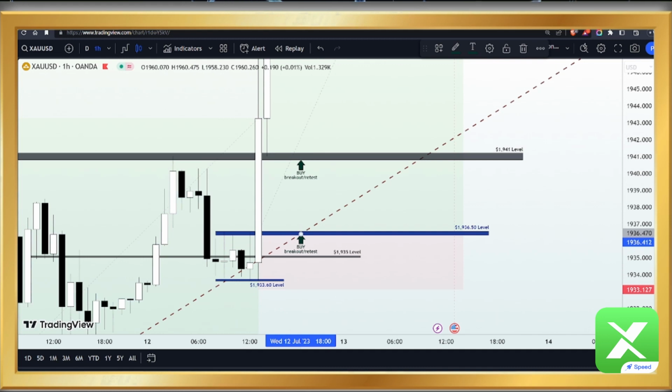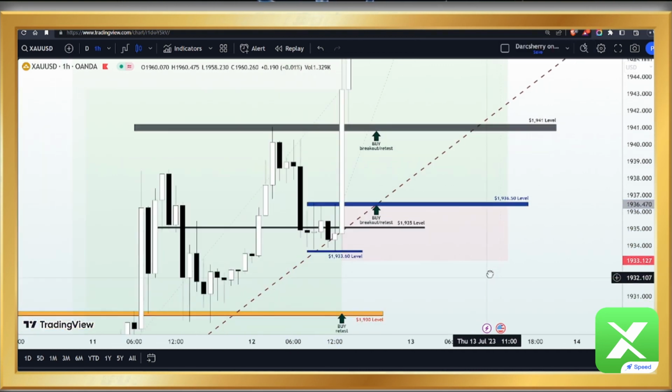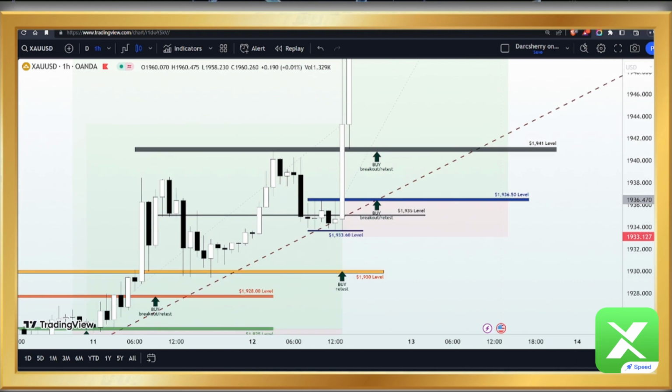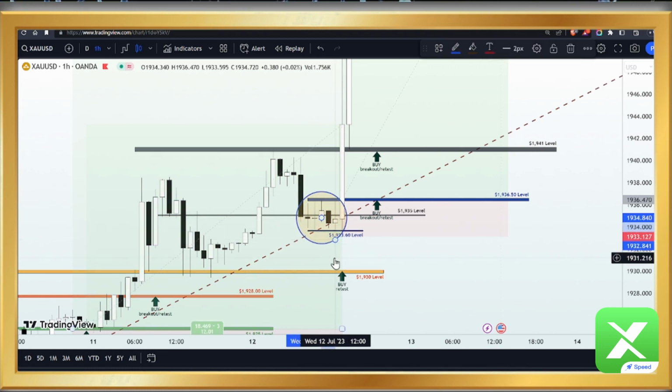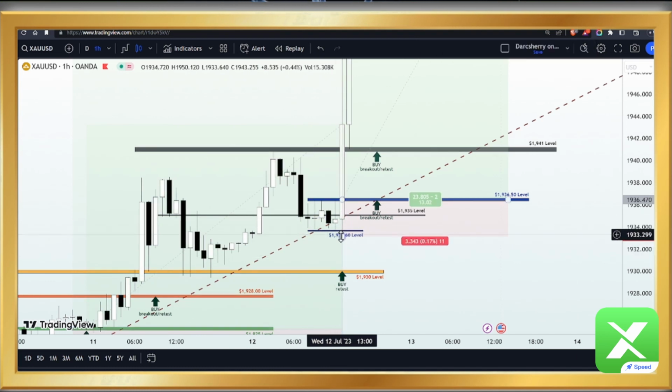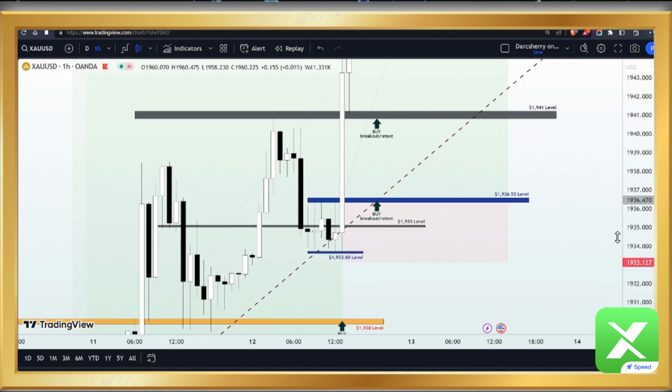Price action was caught within this range between the $1,936.50 level and the $1,933.60 level to give us an insight into the level of indecision at that point. Then in addition to that, I emphasize how important that area is in the market. Remember, it shares a confluence with that ascending trend line, and as long as price remains above the ascending trend line, we know that we are looking out for buying opportunity at this point. But a breakdown of the trend line will definitely welcome selling opportunities.